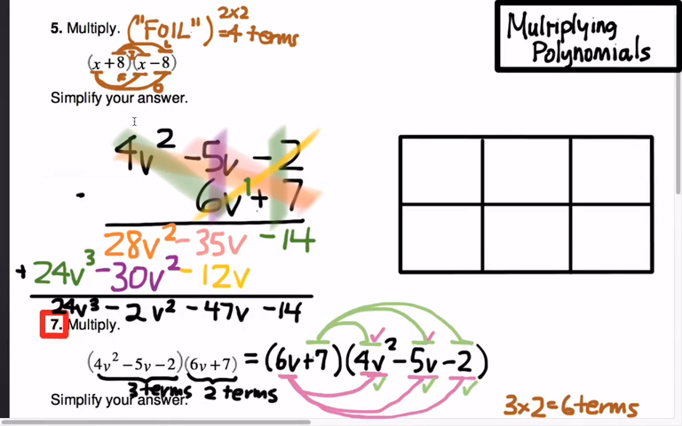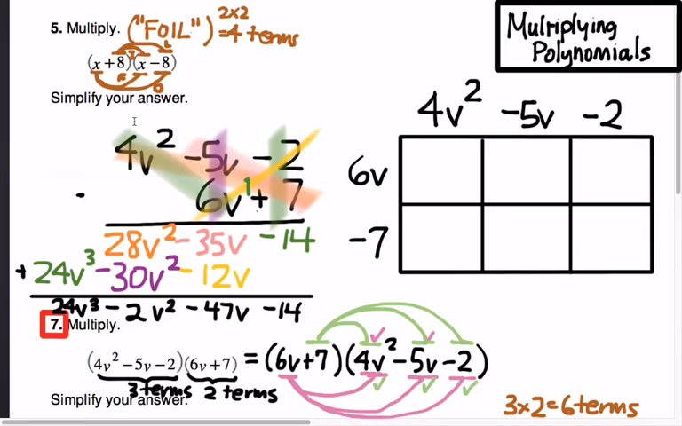In this case, it's going to be a table with either 2 rows and 3 columns, or vice versa, whatever connects better for you, whatever you prefer. And the columns in this example are going to correspond to the 3 terms from my first factor. So 4v squared is one column, minus 5v is another, and then minus 2 is the third. And the rows, of course, are going to correspond to the terms of the other factor. So 6v, the first row, negative 7, the second row. So how does this help?